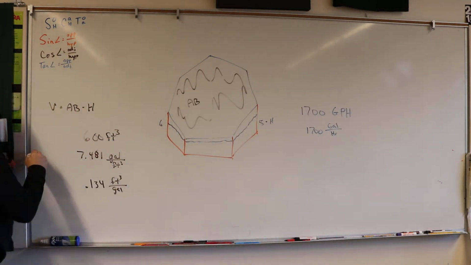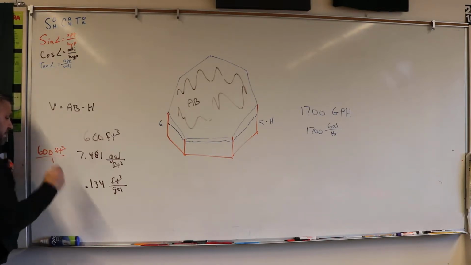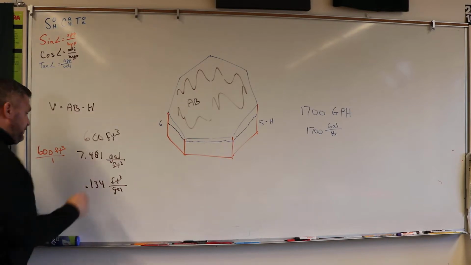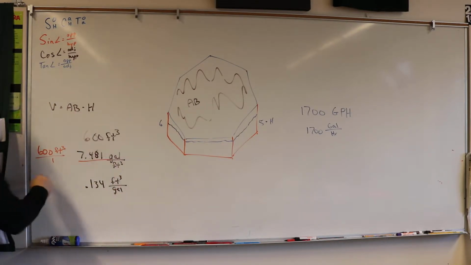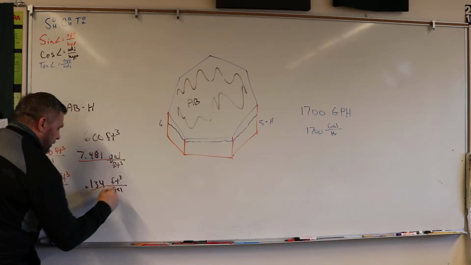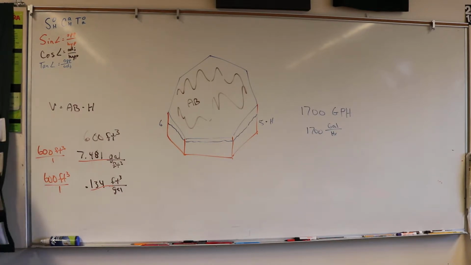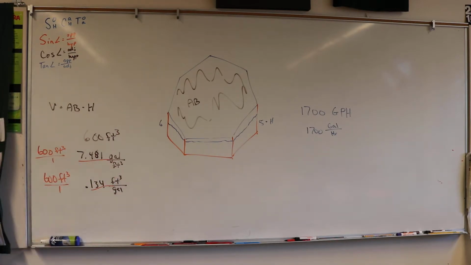Which one of these, if I multiply 600 cubic feet over 1, which one will the cubic feet cancel out with? Top or bottom? Is this going to cancel out with that one? Or is cubic feet going to cancel out with gallons? Which ones are the same?